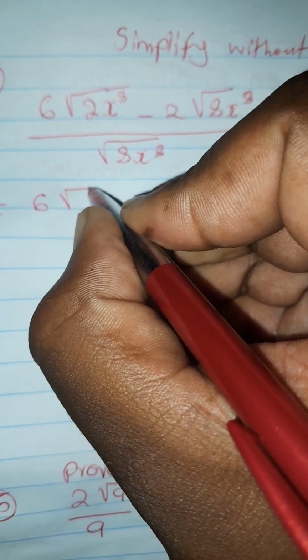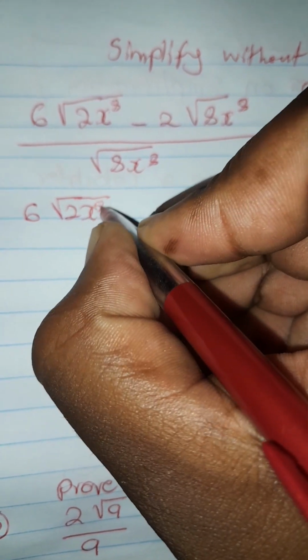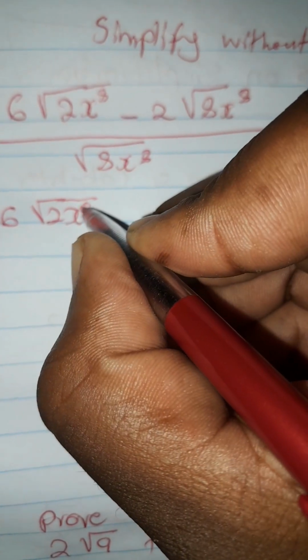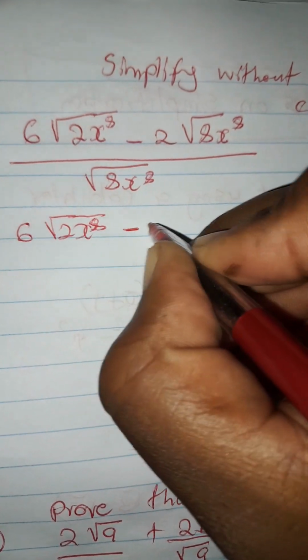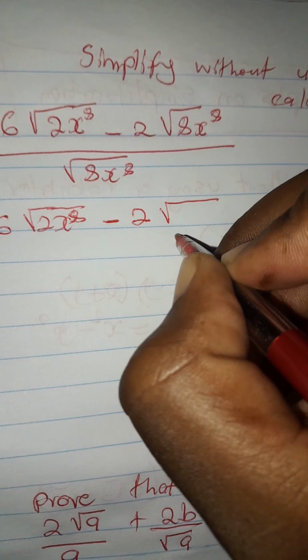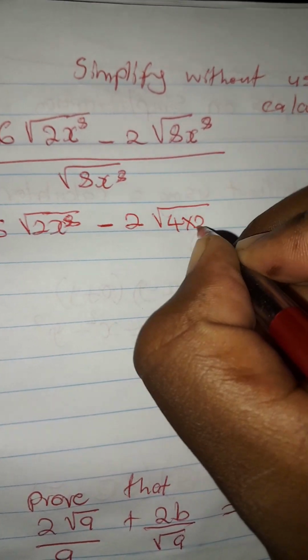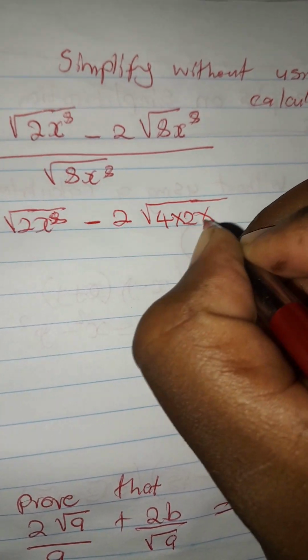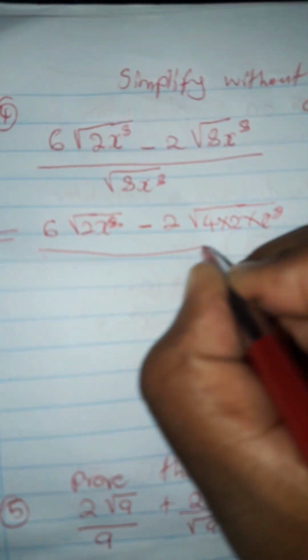So we're having root 2 root x to the power of 8 already. 2 root 2, that's 8. Already 2 root 2, it's a surd. 2 is outside, but 8 can be split into a perfect square. We know that 4 is a perfect square. 4 times 2, multiplied by x to the power of 8, right? Okay, we are done with the numerator.